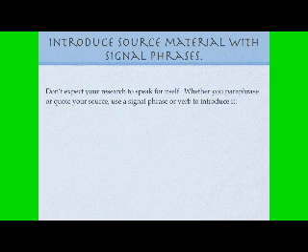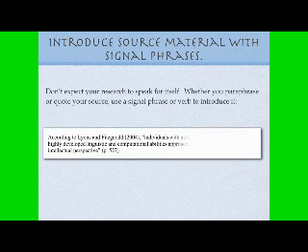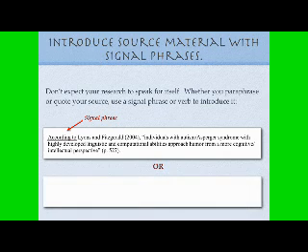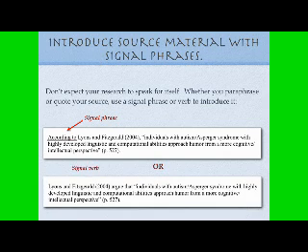Don't expect your research to speak for itself. Whether you paraphrase or quote your source, use a signal phrase or verb to introduce it. This example uses a signal phrase, according to Lyons and Fitzgerald, and see how easy that flows right into your sentence? Or you can use a signal verb. In this case, Lyons and Fitzgerald argue. And see, these work that information into your sentence without just leaving a quotation hanging there by itself.